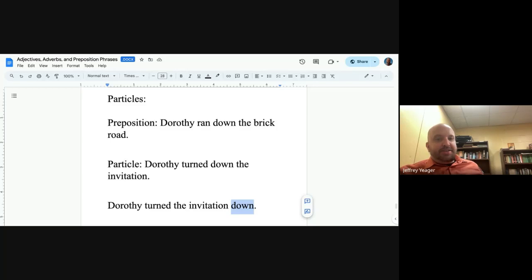It probably sounds a little better to say Dorothy turned down the invitation. But if you rephrase it to Dorothy turned the invitation down, down's a particle. It's not part of the sentence in any way. It's just an extra particle that's added on. It's an extra fragment that has nothing to do with anything else in the sentence. There's no object to it. It's not modifying anything. It's just a particle. It's just there.